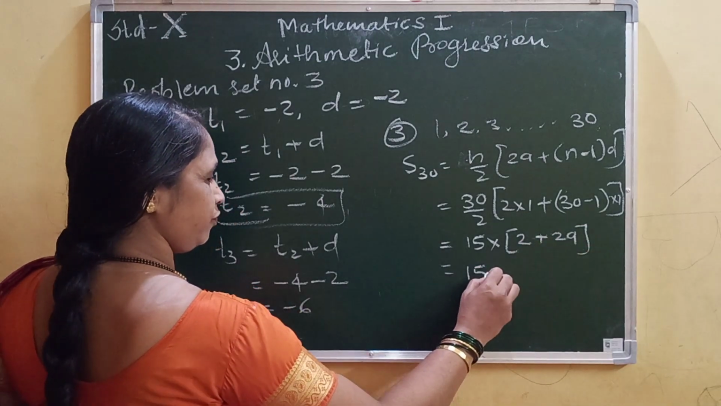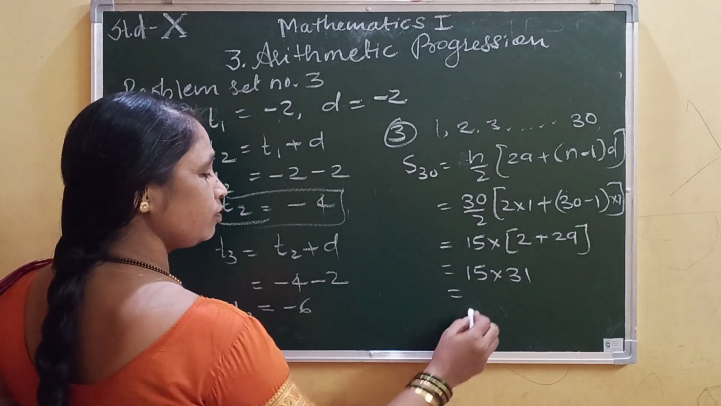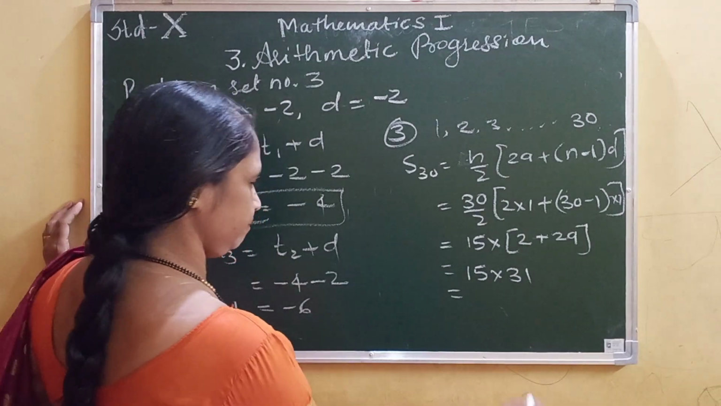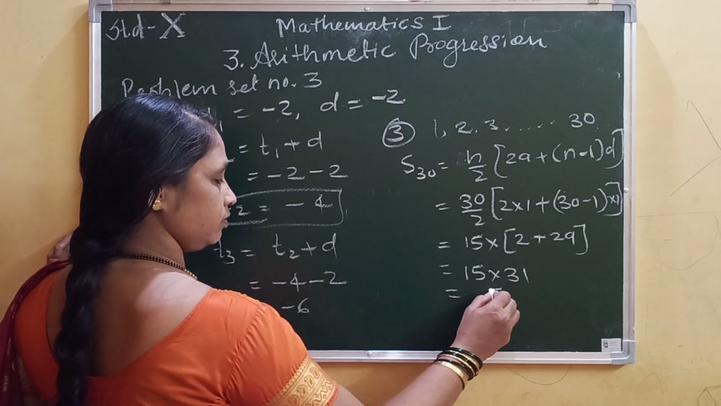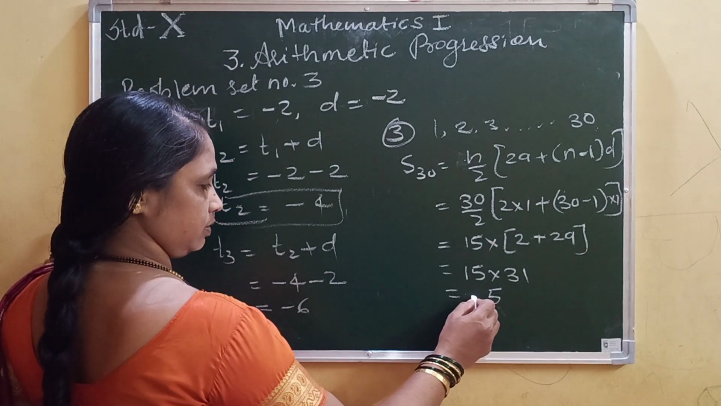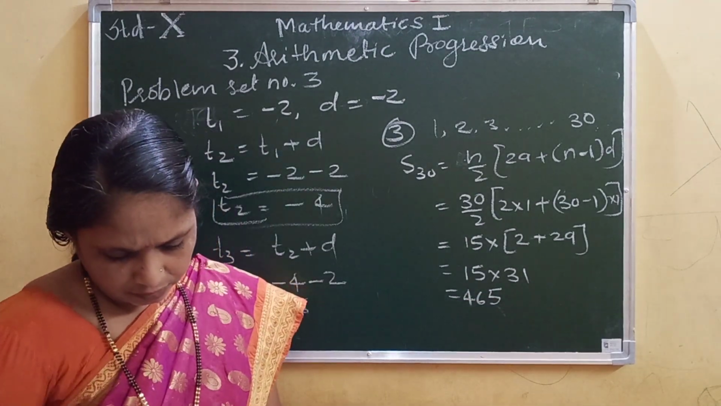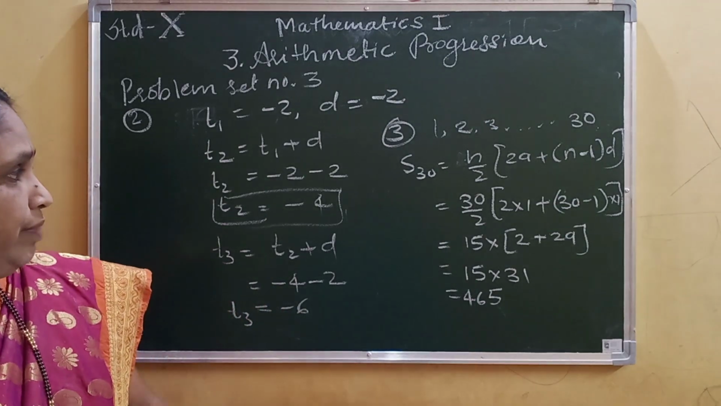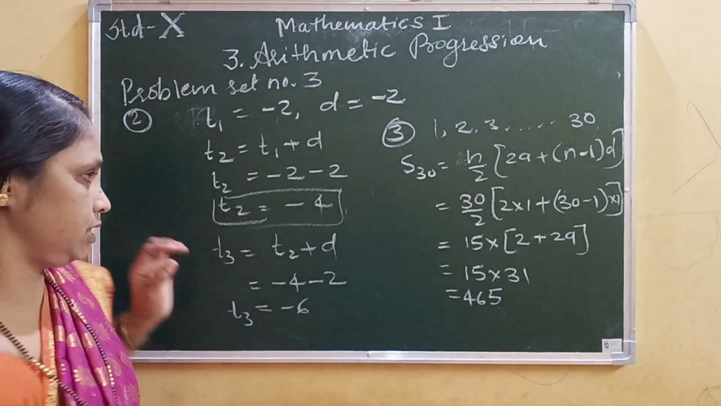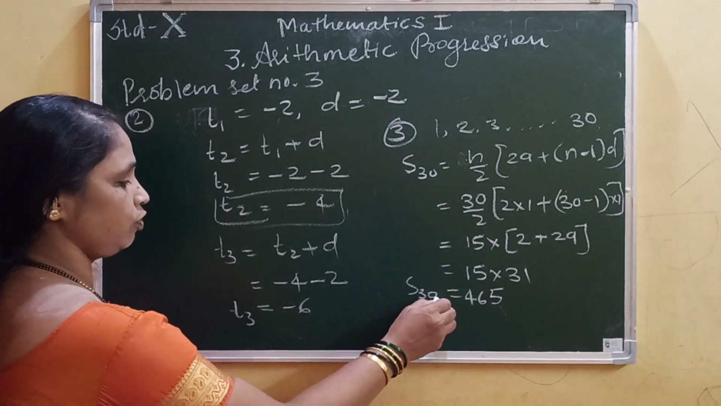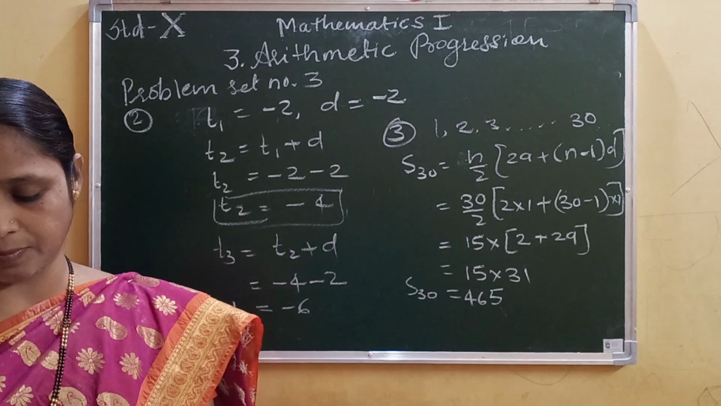Now 15 into 31. So it will be what? 465. Okay, option number B it is. So sum of 30 natural numbers is equal to 465. S30 is equal to 465. So B option. Now see, the next one is fourth example.